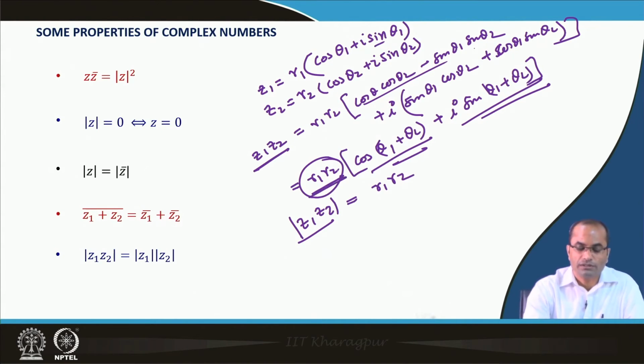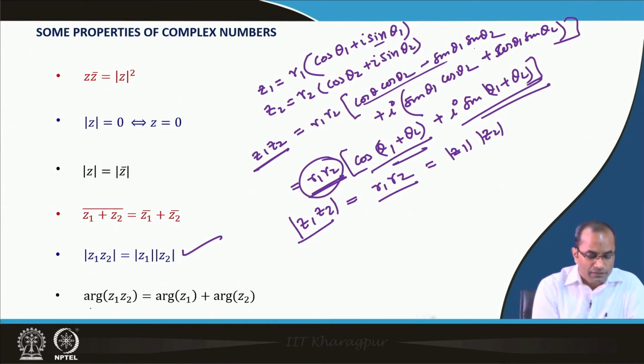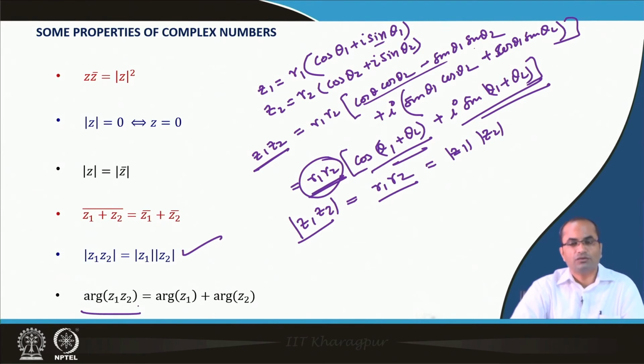You have R cos theta plus I sin theta. So then we have this R1 R2, and R1 R2 was nothing but the absolute value of z1 and z2, or the modulus of z1 z2. So this is proved now that the modulus of z1 z2 is equal to the modulus of z1 times the modulus of z2 with this relation. Another property which again we can directly look at is the argument of z1 z2.